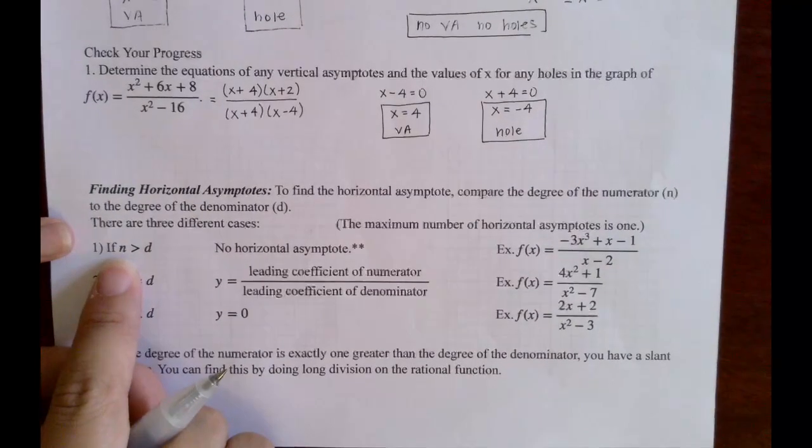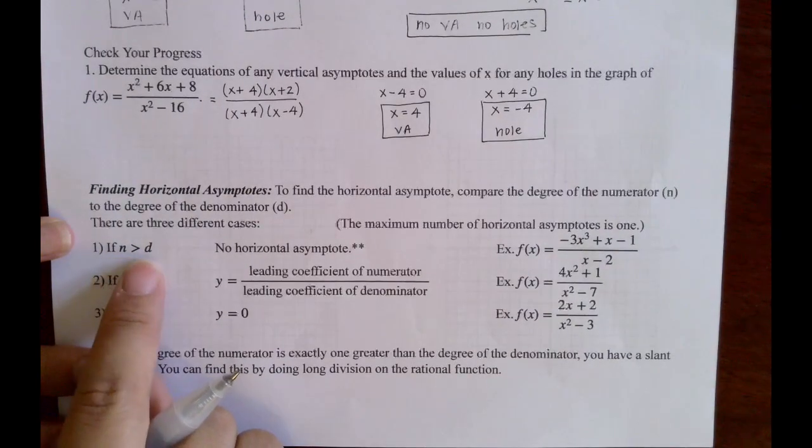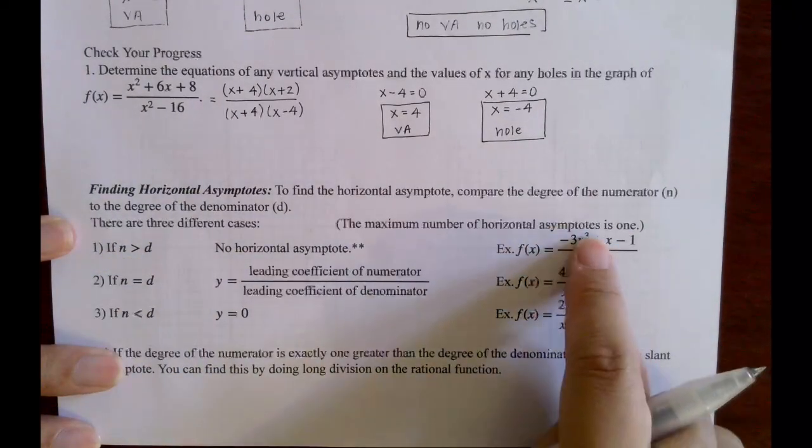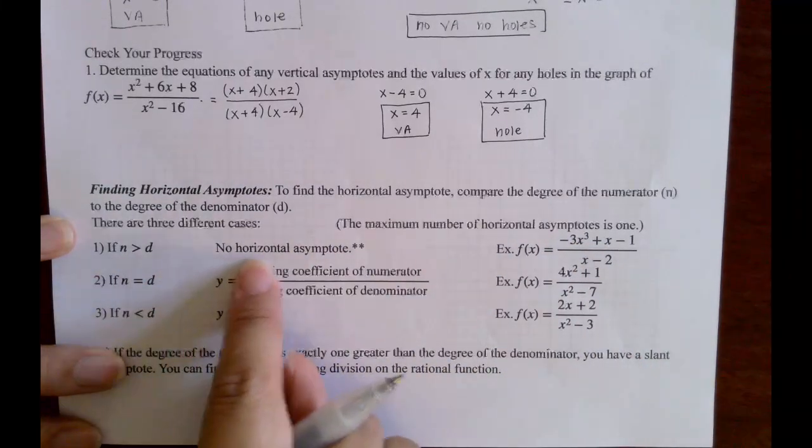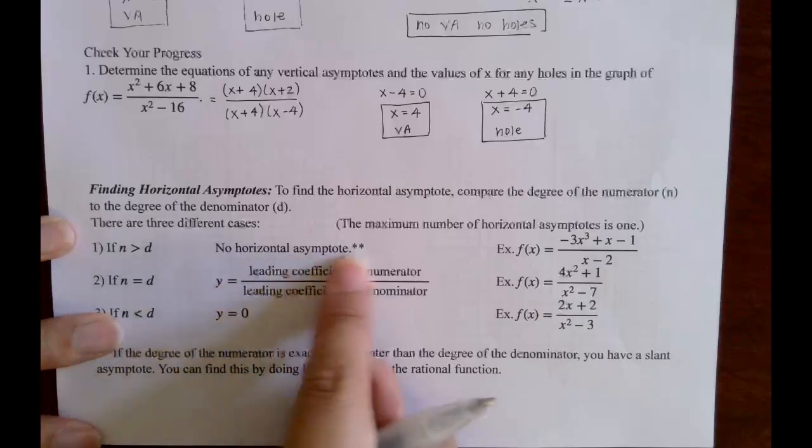Okay, so if the degree in the numerator is bigger than the denominator, for example here, this is cubed, this is just linear, then in that case you would have no horizontal asymptote.